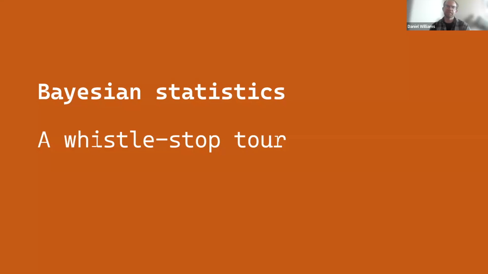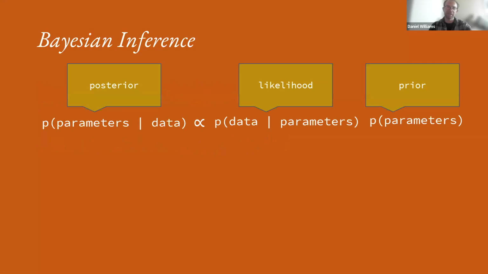So Bayesian statistics, I could give a whole lecture course about this, and 20 minutes is not going to allow me to get through very much. But what do I mean by Bayesian statistics and Bayesian inference? Well, Bayesian inference is basically a process where we take information which we already know about a signal.